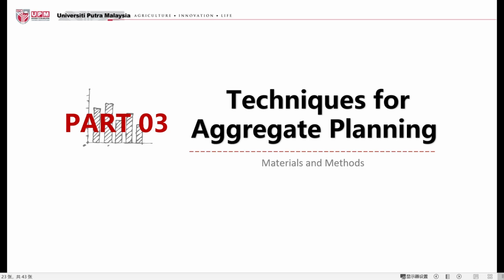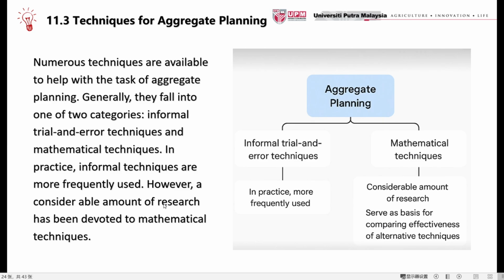I will introduce the techniques for aggregate planning. In these pictures, you can see that aggregate planning techniques fall into one of two categories. They are the informal trial and error technique and the mathematical technique. The trial and error technique is more frequently used in practice because it is very easy to understand. The mathematical techniques are not frequently used because they are very difficult and are mostly only used in company research.